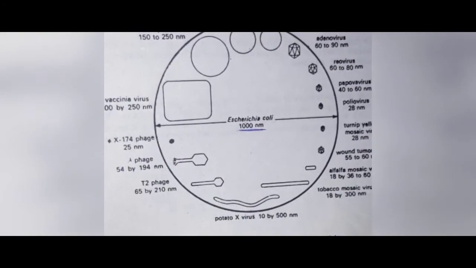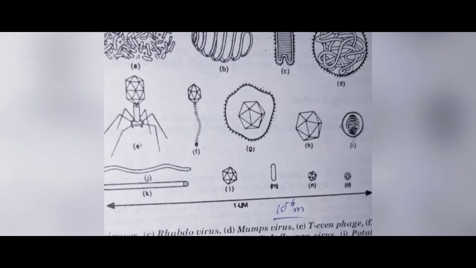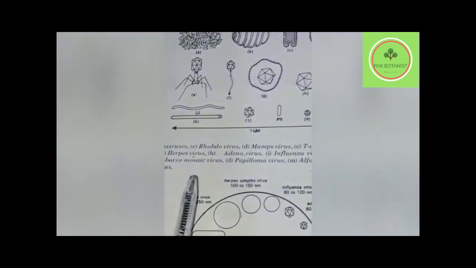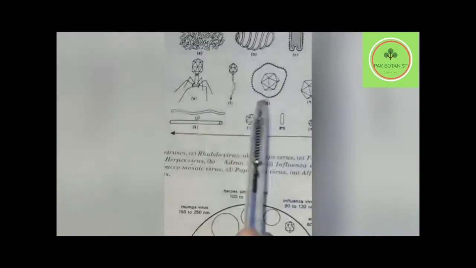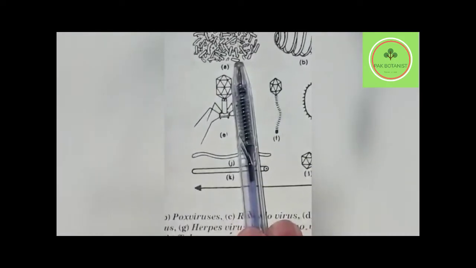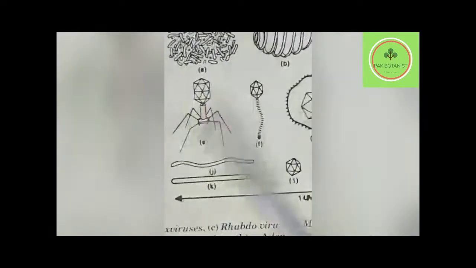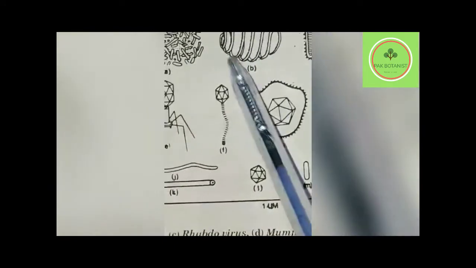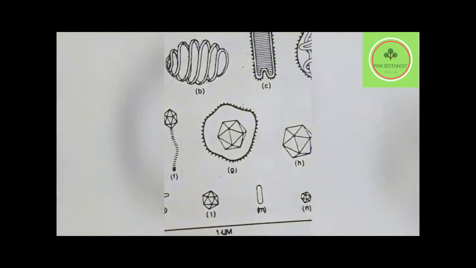This is a representation of how the sizes vary, and this is a representation of the shapes of the viruses. Here we have the whole range of the viruses, and let's see them one by one. Number one, you see A and B. A is the pox virus. We have studied that pox viruses are the largest viruses. You see B is also the pox virus, which has a spiral form. So this is the pox virus, very large.